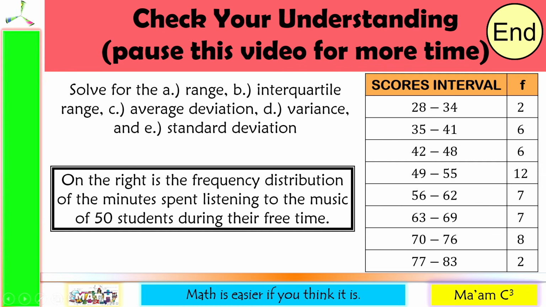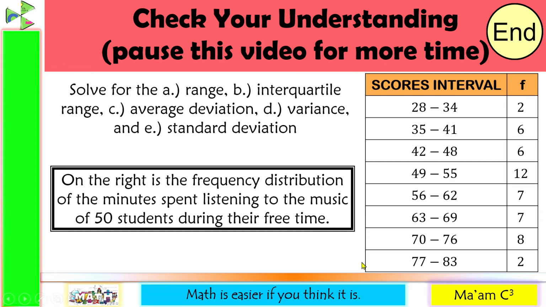Let us answer. We are asked to solve for the range, the interquartile range, average deviation, variance, and standard deviation. On the right is the frequency distribution of the minutes spent listening to music of 50 students during their free time. So here, the frequency table is arranged in ascending order. In my example earlier, it is arranged in descending order.